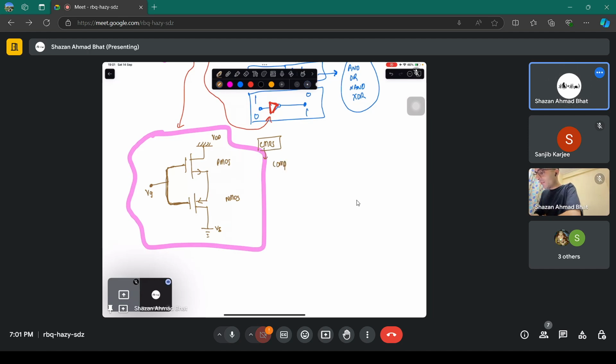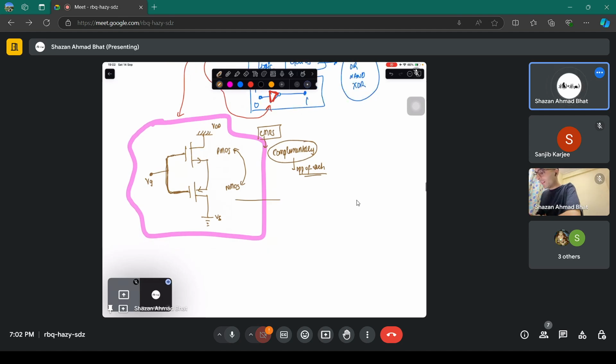CMOS means complementary. Complementary means opposite of each other. What is opposite of each other? PMOS and NMOS. Two different MOSes are used here. And this particular system behaves as a NOT gate. That means if you give a positive signal here and you compute the output at this particular level, V output, you get a zero signal here. You give a zero signal here, you get a positive signal here. This is what is inside the gate. This particular symbol, this is what is inside it.